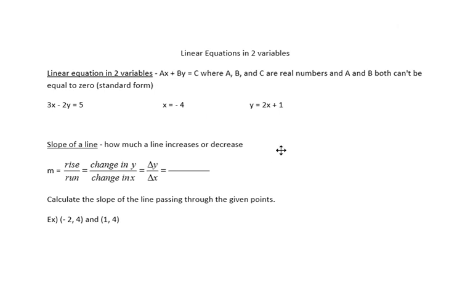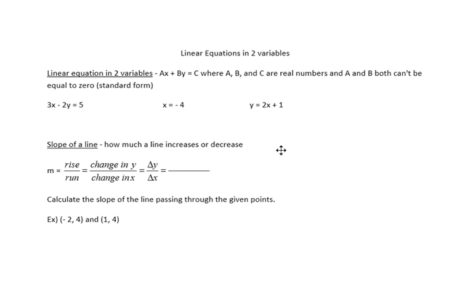In this video, we're going to talk about linear equations in two variables. So a linear equation in two variables. One form is ax plus by is equal to c, which is called standard form of the equation, where a, b, and c are real numbers, and a and b both can't be equal to 0. Examples: 3x minus 2y is equal to 5, x equal to negative 4, and y equals 2x plus 1. Those are all examples of linear equations in two variables.